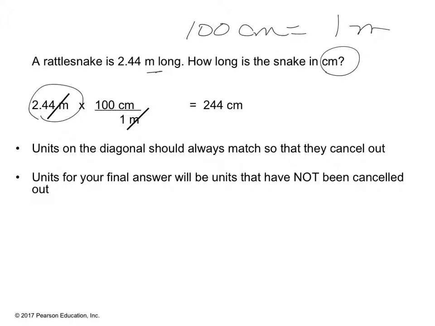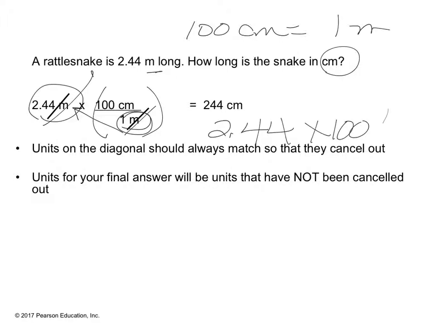Start with the given information. Arrange your conversion factor so that the units in the denominator match the given units. Cancel those units out. Now we have a multiplication problem, 2.44 times 100. That equals 244 centimeters.